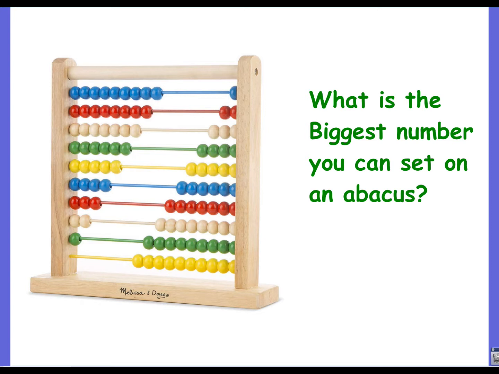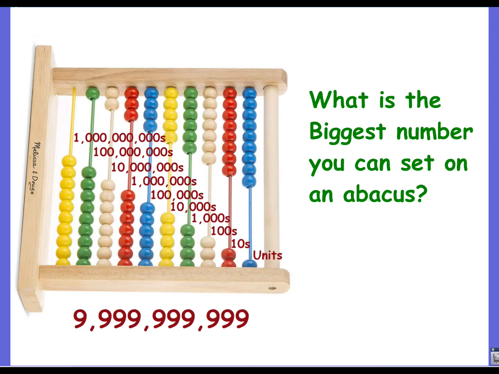Talking about numbers and place values, as children, we were brought up with these toys called an abacus. Now, in some Eastern countries, they're still used, and the reason for that is they are quite powerful calculators. So, my question to you is, what is the biggest number that you can set on an abacus? Well, if we turn the abacus on its side and call the first rod the units, and then the next one along tens, hundreds, and thousands, and so on, then the biggest number we can set on this toy is 9,999,999,999. In other words, one short of 10 billion. So it's an incredibly powerful calculator.